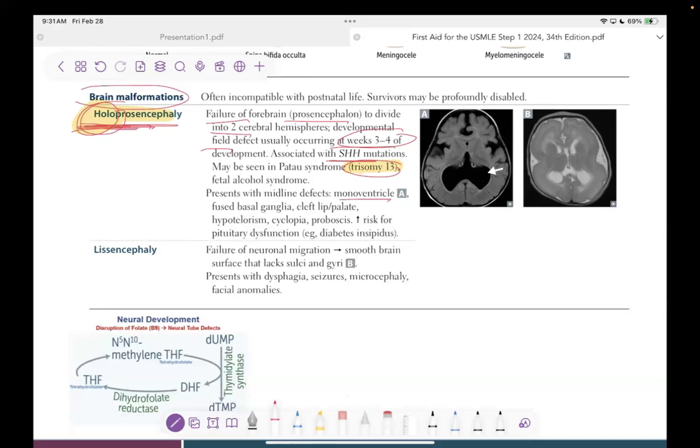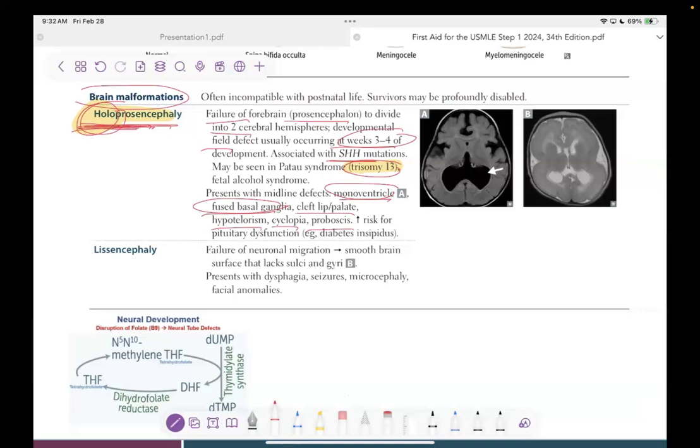Of course, when the brain is not split or divided into two cerebral hemispheres, the ventricle is also not lateral, it is a monoventricle. Fused basal ganglia, the basal ganglia is also not two, because we already know that the basal ganglia is also a part of the prosencephalon. Cleft lip and cleft palate are also midline defects, right? Hypothalamus, cyclopia, proboscis. These are the terms that they usually present with a picture, like a baby with one eye on the forehead.